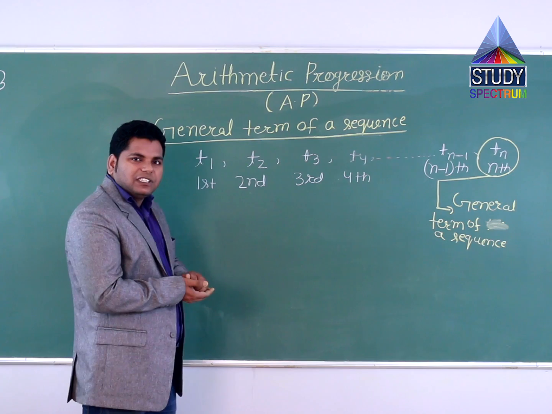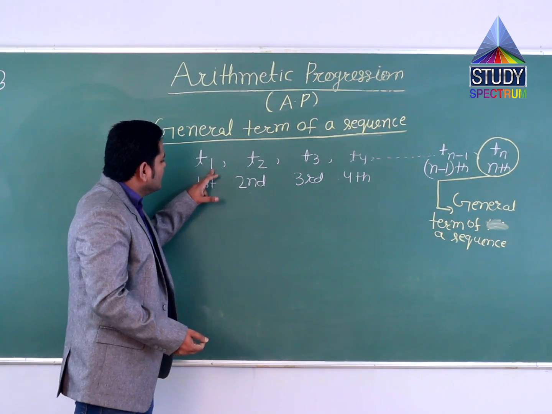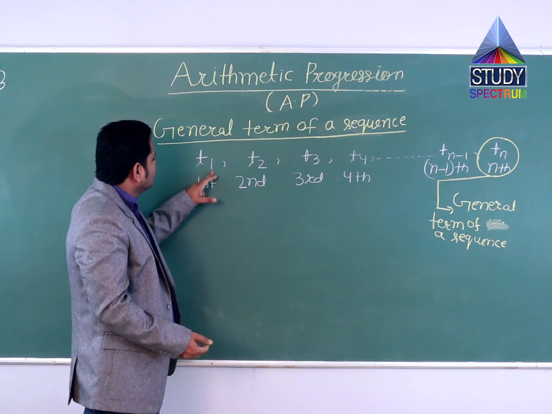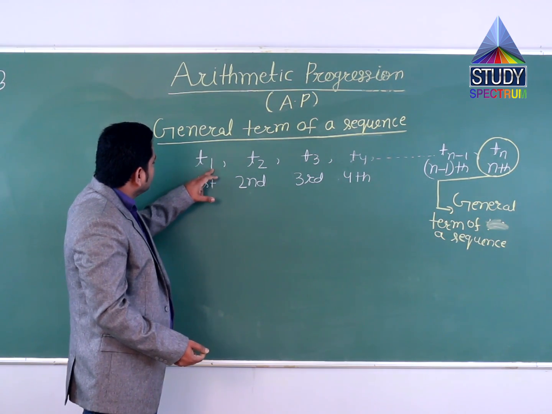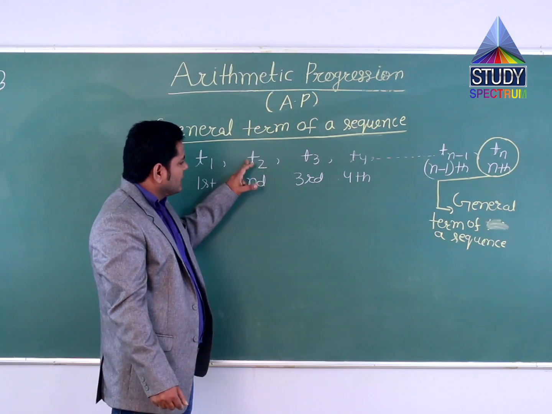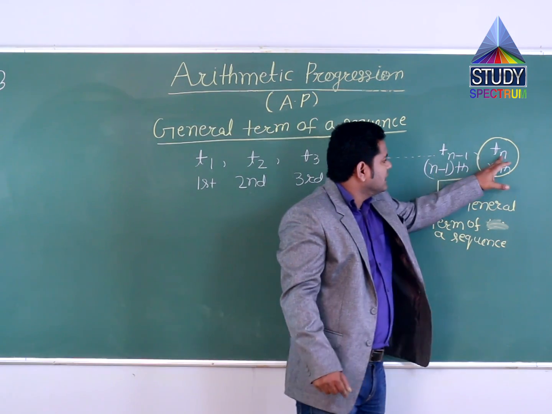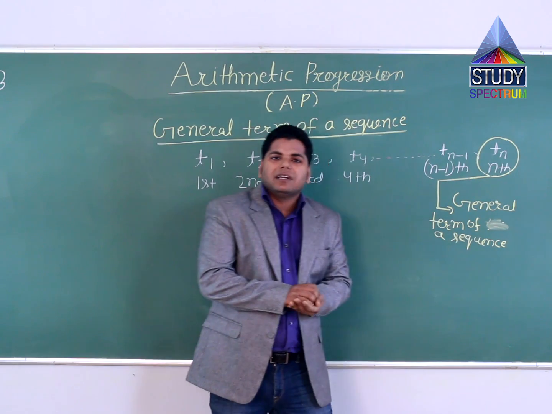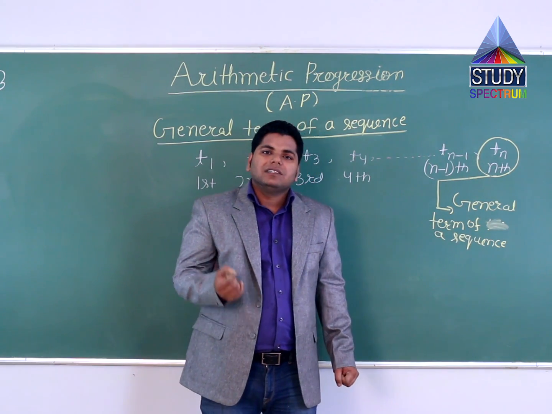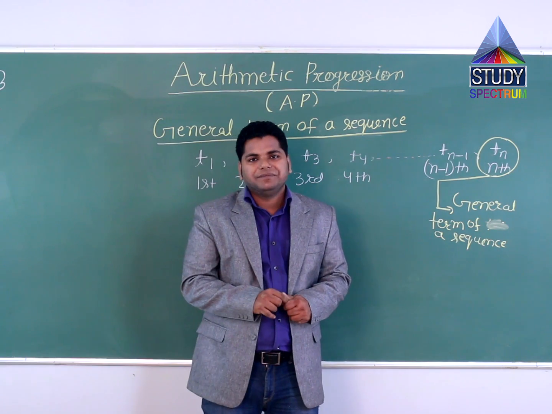And one thing you must understand here: the subscript defines the term. So here it is first, so it is the first term. Here the subscript is second, so second term. Here the subscript is 3, so third term. And here the subscript is n, so nth term. The nth term of a sequence is called the general term of a sequence.